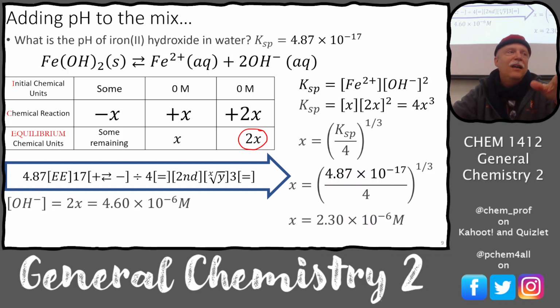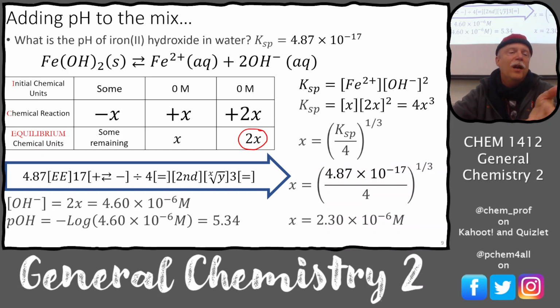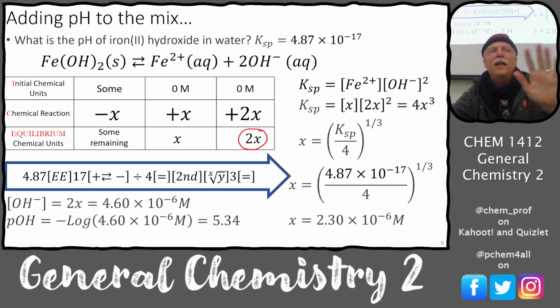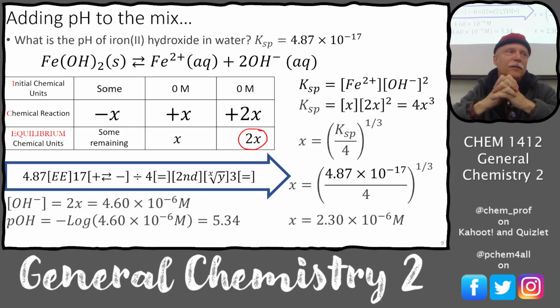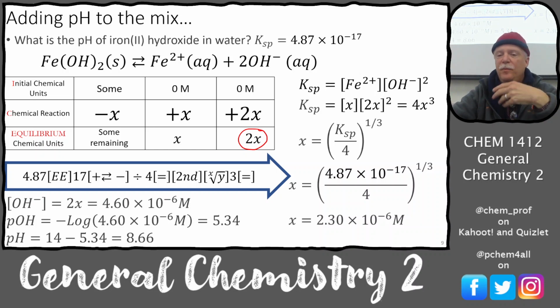Now I can calculate the pOH real easily. I just take the minus log of that number and I get the pOH. And why would I do that? Well, because I know that the pOH and the pH add together to 14. So if I find the pOH, then it's real easy. I subtract from 14 and I get the pH. So this 5.34 is the pOH. Subtract that from 14 and I have the pH. So I added 3 more steps to the ICE table problem by getting pH involved.